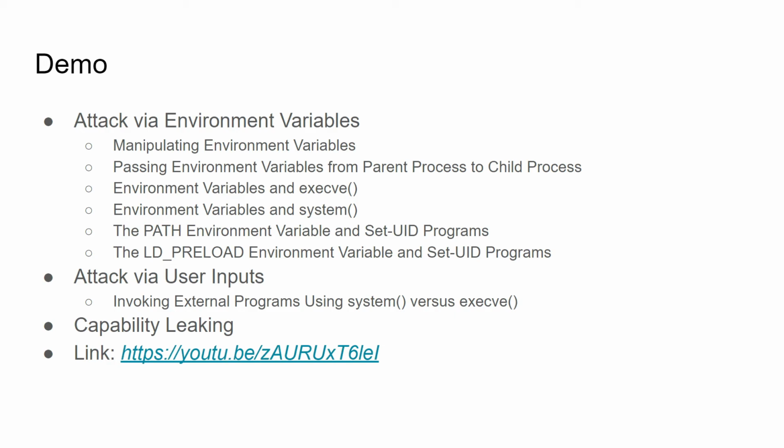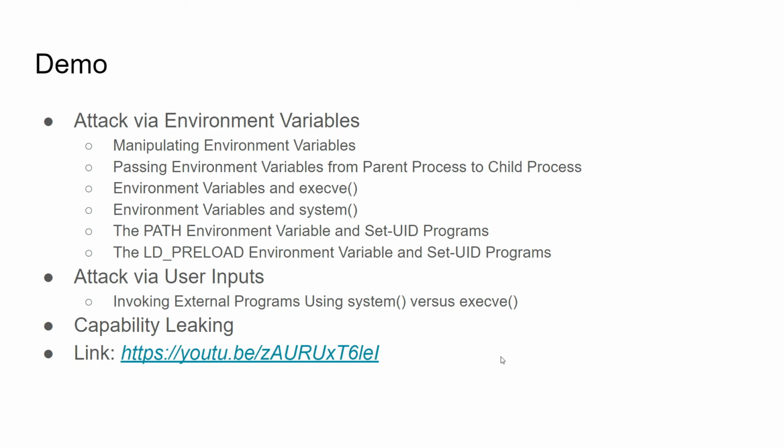Task 2 is passing environment variables from parent process to child process. In this task, we recognize that all environment variables of the parent process will be inherited by the child process. Task 3 is environment variables and the exec function. Essentially, the exec function runs the new program inside the calling process. We are interested in what happens to the environment variables. Are they automatically inherited by the new program?